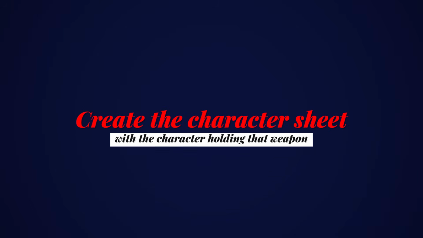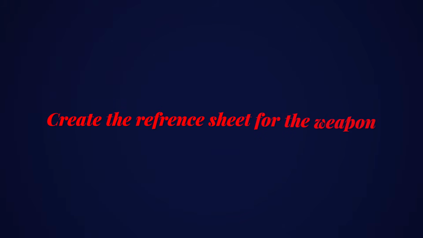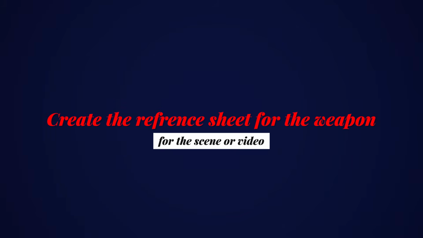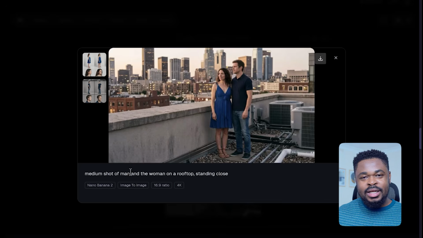Beautiful. So this works also for elements. Let's say you're trying to create a scene where the character is holding some sort of weapon. Do the same thing, create the character sheet with the character holding that weapon, and also create the reference sheet for that weapon and use that to create the scene or the video. It works like magic.